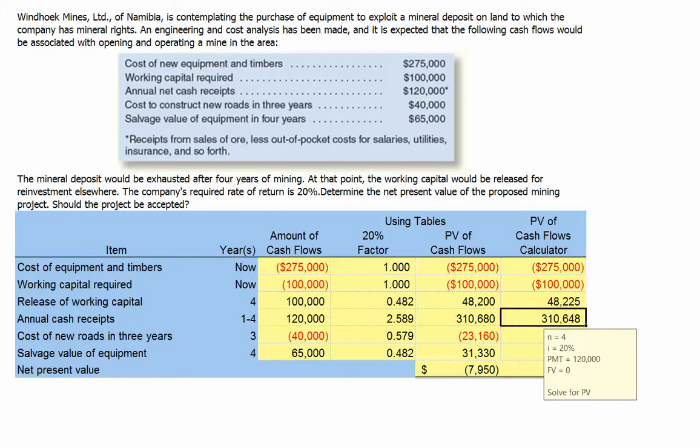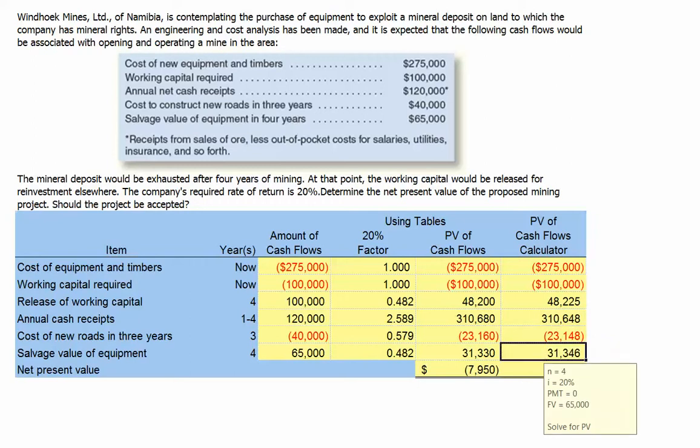The cost of the roads in 3 years will be entered as 3 for the number of periods, 20% for the interest rate, and again 0 for the payment because this doesn't involve an annual cash flow. And then finally, $40,000 for the future value. We get a $23,148 present value.